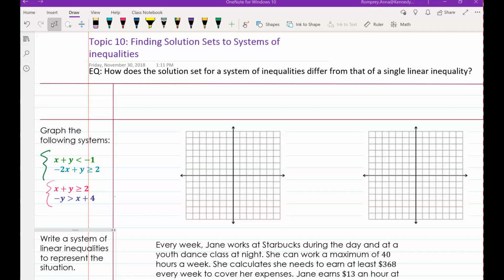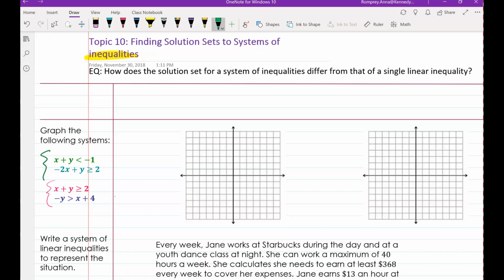Hello, hello. Today we are looking at finding solution sets to systems of inequalities. So basically we're going to take what we did yesterday, or Friday I should say. We're going to graph an inequality, except we have a system, so we're working with two inequalities at one time. So that shaded region, we're going to be looking at where is the shaded region that both inequalities share, or do they share anything at all? So let's go ahead and get started and look at our first one.